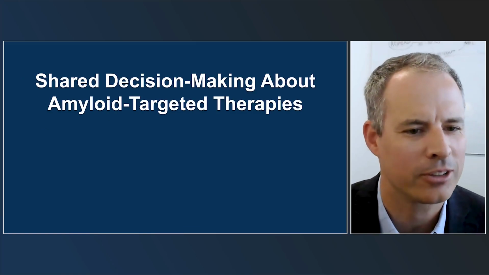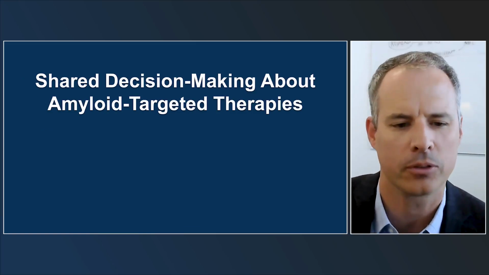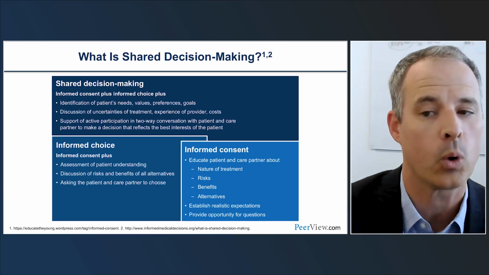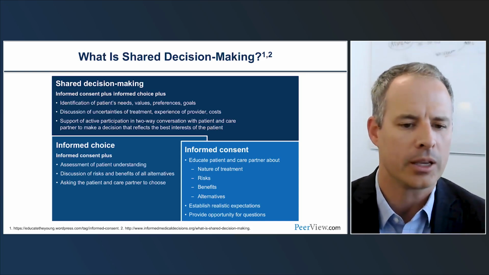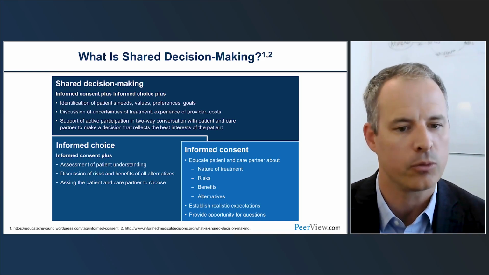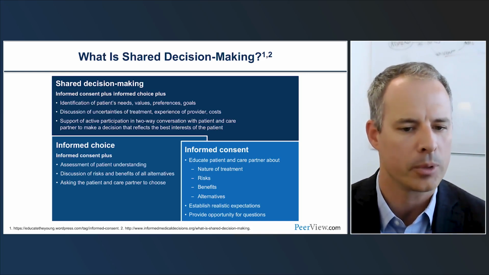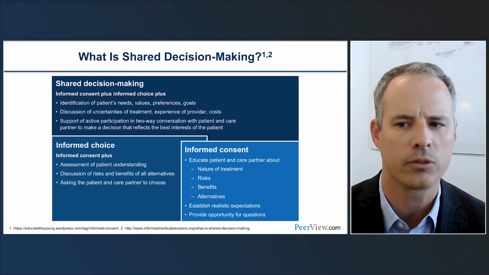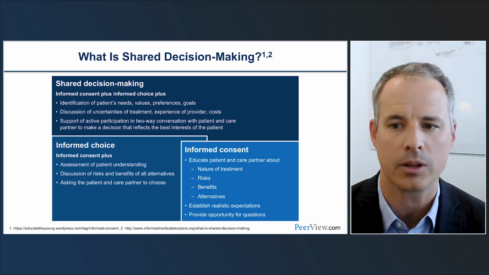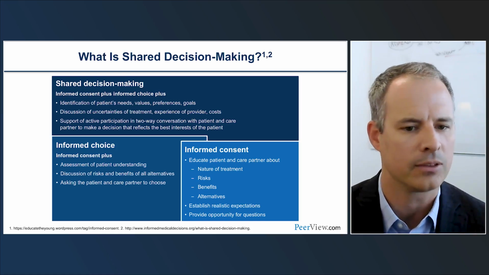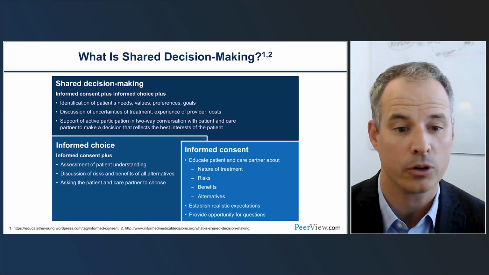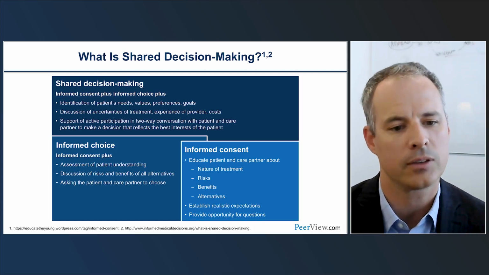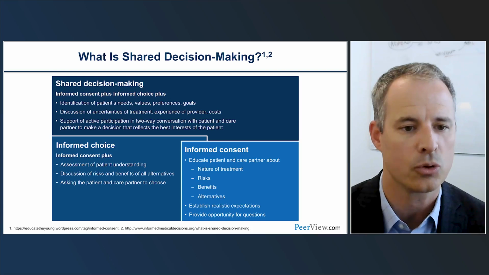Okay, so let's discuss shared decision-making about amyloid-targeted therapies. Shared decision-making is really a critical concept for making these decisions with families. But what is shared decision-making? Well, shared decision-making is informed consent plus informed choice plus more. So informed consent is the basics, discussing the nature of the treatment, the risks, benefits, and alternatives, realistic expectations for the treatment, and answering questions. Informed choice adds a discussion of risks and benefits of alternatives, assessing the patient's understanding of what you've said, and discussing and asking the patient and their care partner to make a choice.